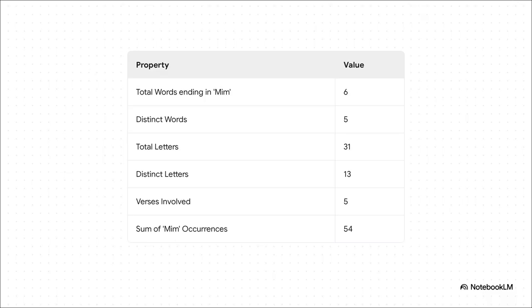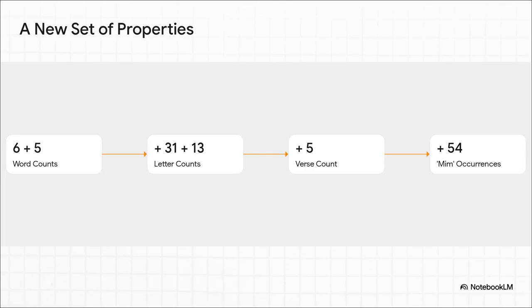It turns out there are 6 words like that. They're spread across 5 different verses, and they contain 31 letters in total. And if you sum up the occurrence counts for just those final meem letters, you get 54. All right, so let's add up this new batch of properties. We've got 6 total words plus 5 distinct ones, 31 total letters plus 13 distinct ones, 5 verses, and that sum of meem occurrences, which was 54. And just to be clear, these numbers have nothing to do with the ones we used in the first calculation. It's a completely separate data set.